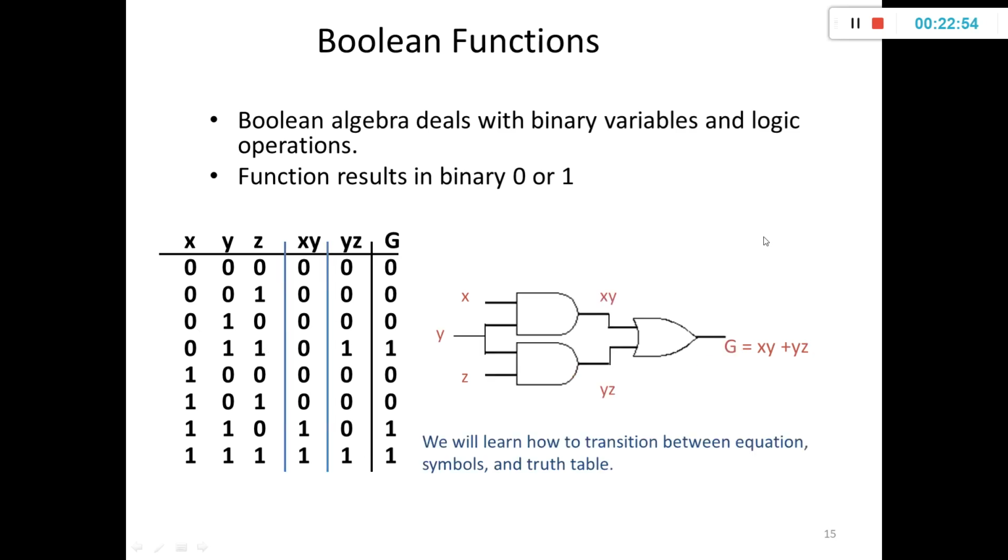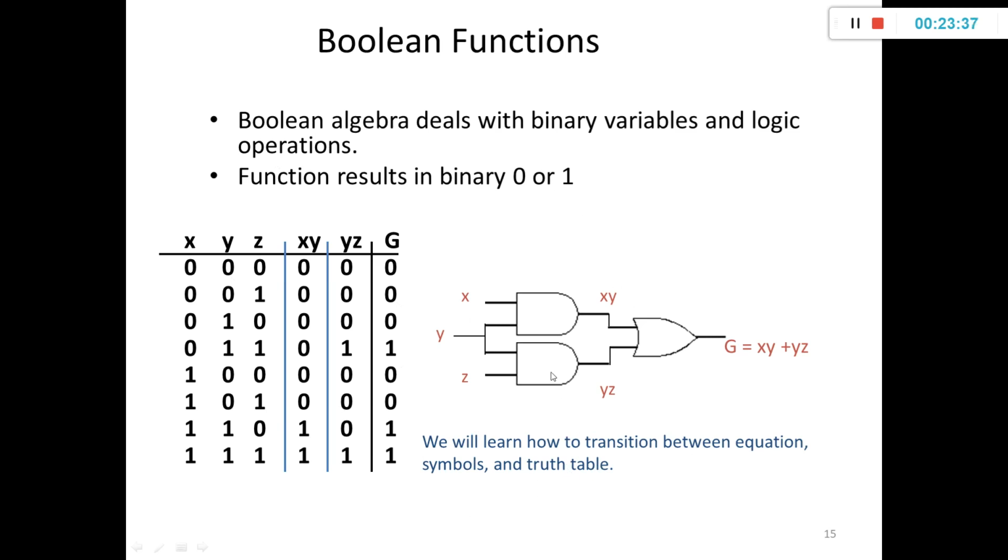Okay. Next, boolean functions. Boolean algebra deals with binary variables and logic operations. Functions always result in binary 0 and 1; that is, for any input combination you have output 0 or 1. Similarly, in the previous slide I showed you that wherever the output is 1, you write the term: here x bar y z, here x y z bar plus x y z. Depending on where the output is 1, you choose those terms and try to reduce the expression.